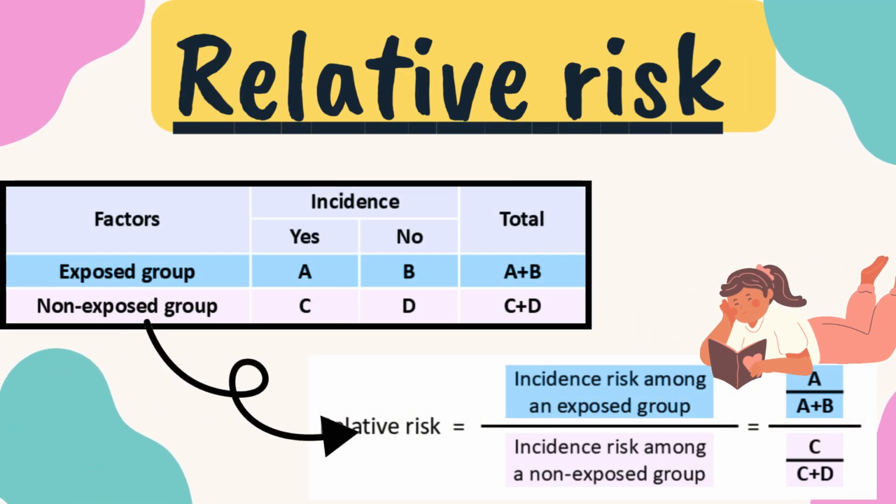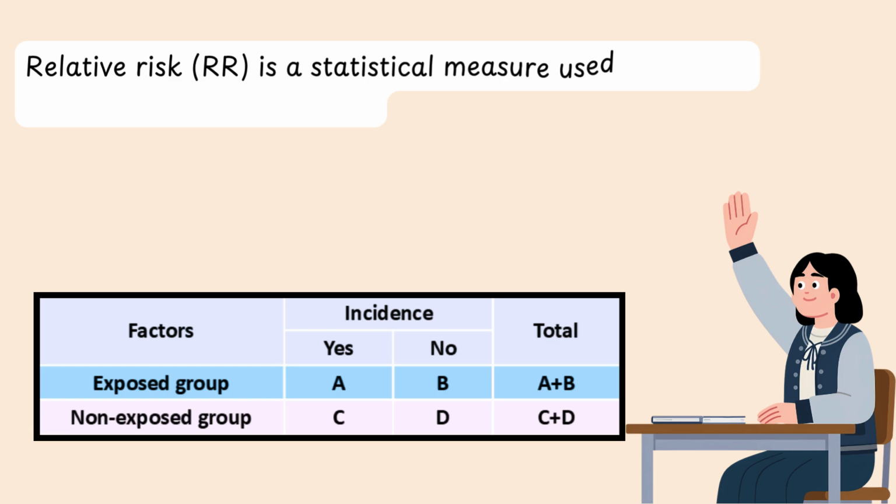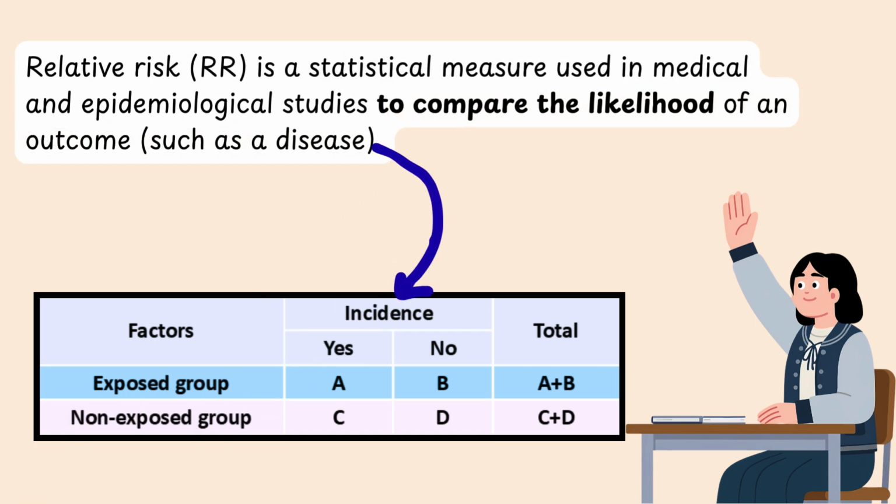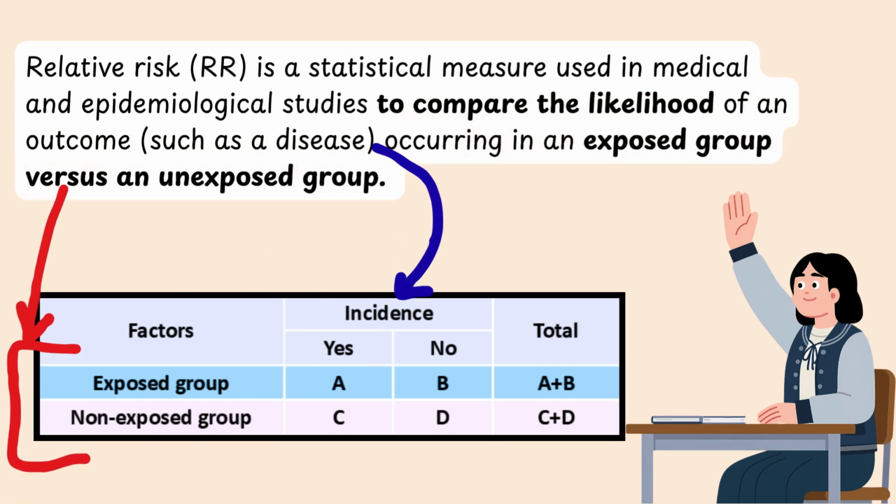Relative risk of research. Relative risk is a statistical measure used in medical and epidemiological studies to compare the likelihood of an outcome, such as a disease, occurring in an exposed group versus an unexposed group.